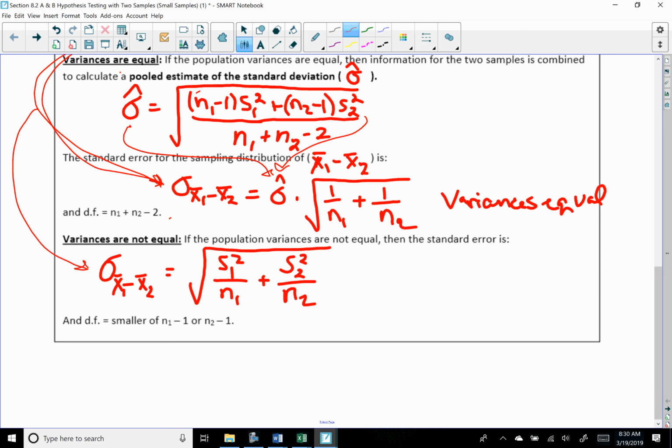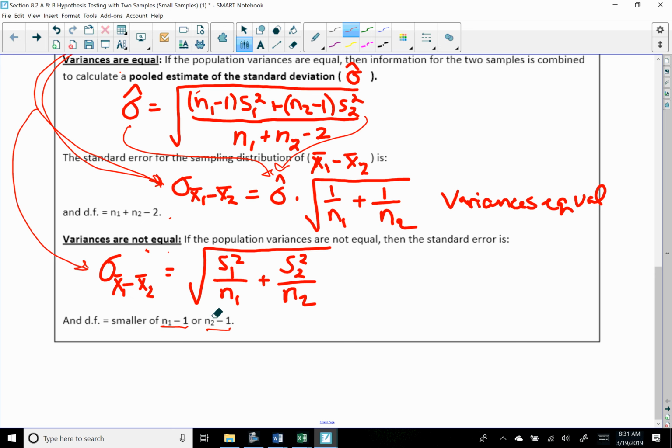If the variances are not equal, the calculation is much easier. If the population variances are not equal, then the standard error is simply the square root of s1 squared over n1 plus s2 squared over n2. Degrees of freedom are the smaller of either n1 minus 1 or n2 minus 1. So whichever one of these is smaller, that's what your degrees of freedom is. Okay? And again, that's if your variances are not equal.